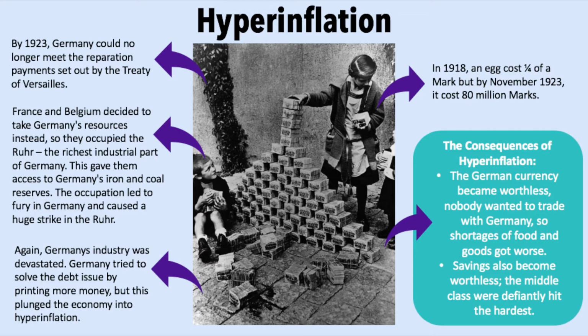Germany tried to solve the debt issues by printing more money, but this plunged the economy into hyperinflation. Hyperinflation happens when production can't keep up with the amount of money in circulation, so the money keeps losing its value. As an example, we can see this in 1918, where an egg cost a quarter of a mark, but by November of 1923, it cost 8 million marks.